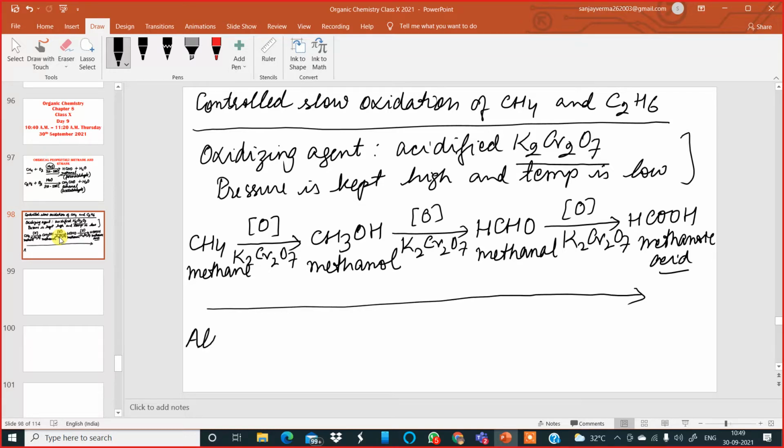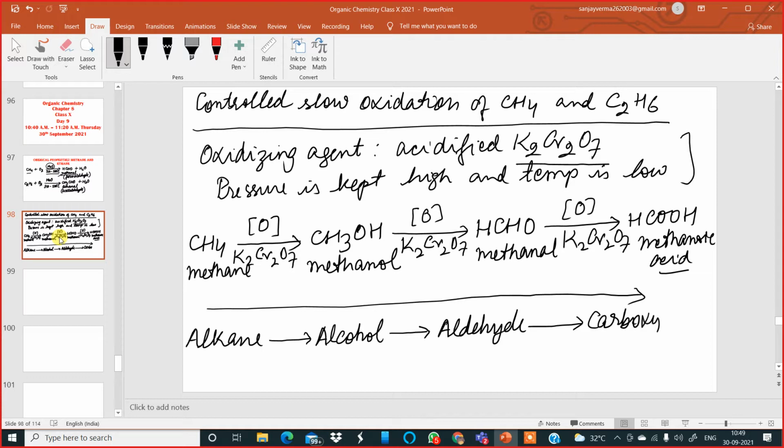Methane is an alkane. It is a hydrocarbon. Upon oxidation by acidified potassium dichromate, in the first step it forms an alcohol. The alcohol is further oxidized to form an aldehyde. The aldehyde is further oxidized to form a carboxylic acid. So this sequence is important, and please try to remember it.